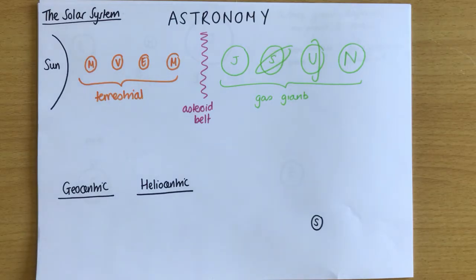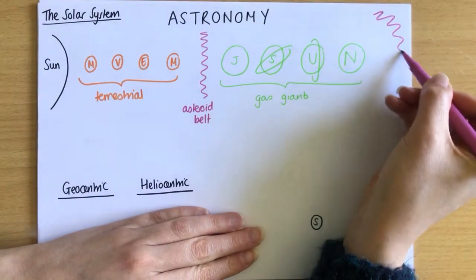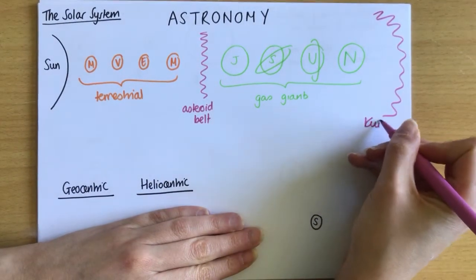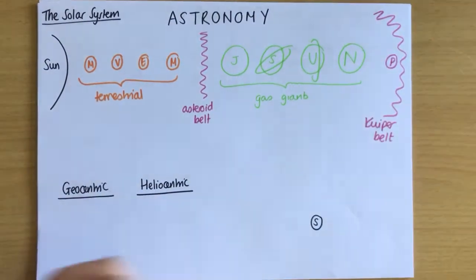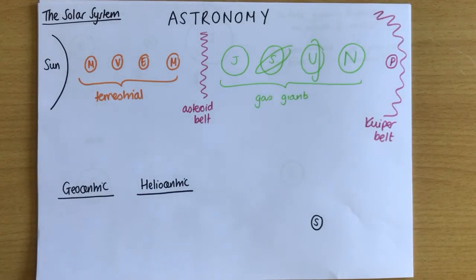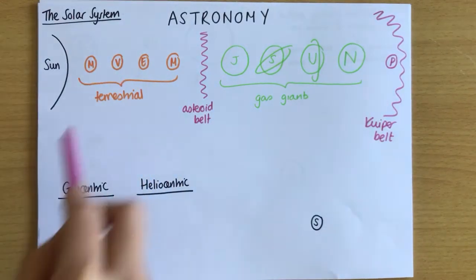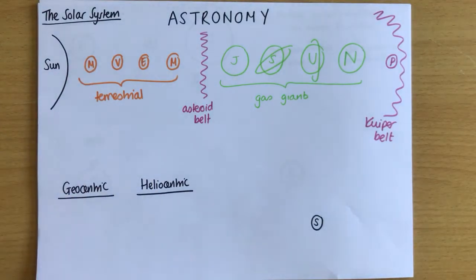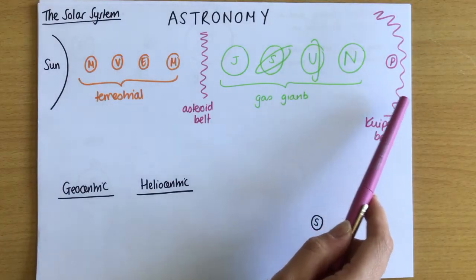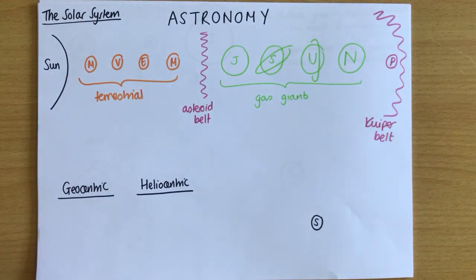Then we have, outside of that, another belt. And this belt is called the Kuiper belt. And within the Kuiper belt, we do actually have the planet Pluto, which is a dwarf planet. It's not a normal planet. It's not classified as a normal planet because it has not cleared its orbit. Every other planet, as it goes around the Sun, there's nothing in its way. They've cleared their orbits. Pluto is surrounded by other asteroids and other dwarf planets in the Kuiper belt, which is why it's not a planet. It's not because it's too small. It's about the same size as Mercury.